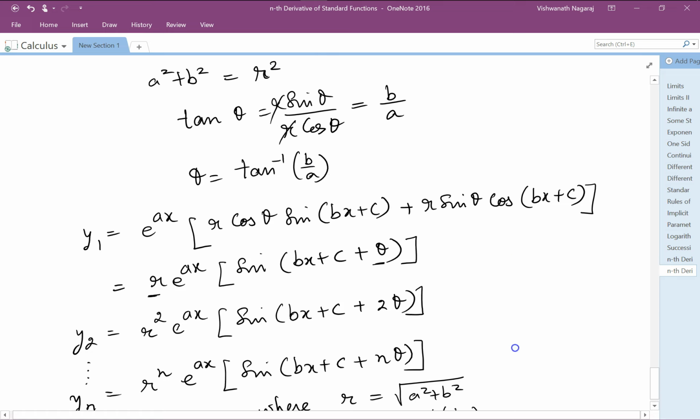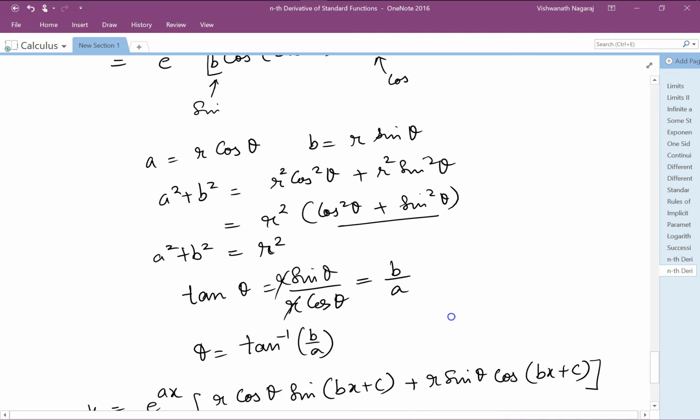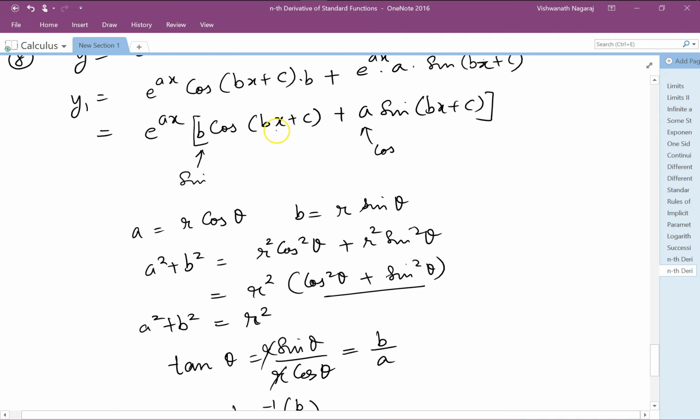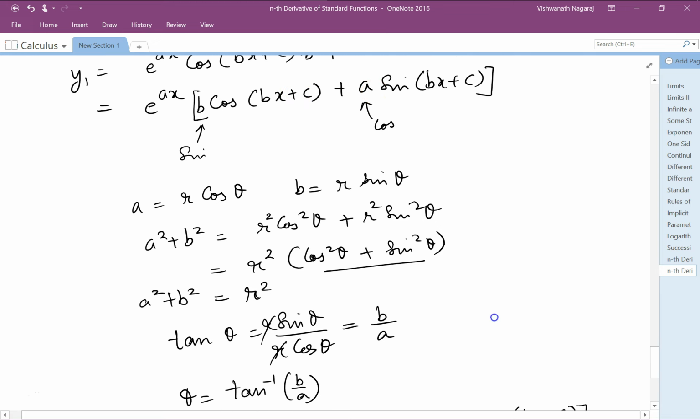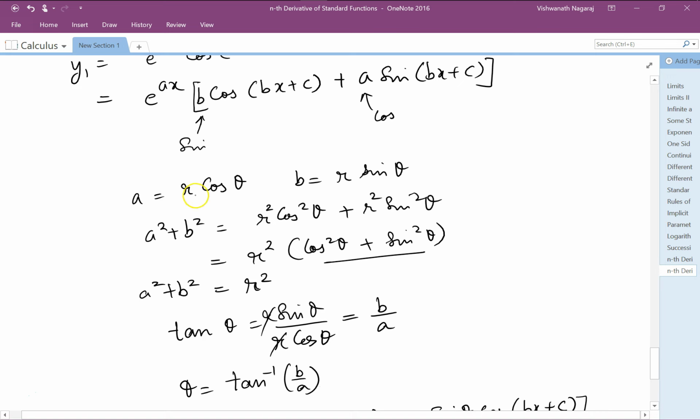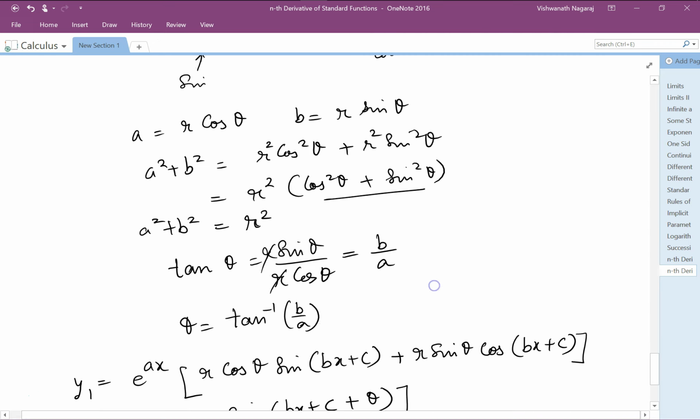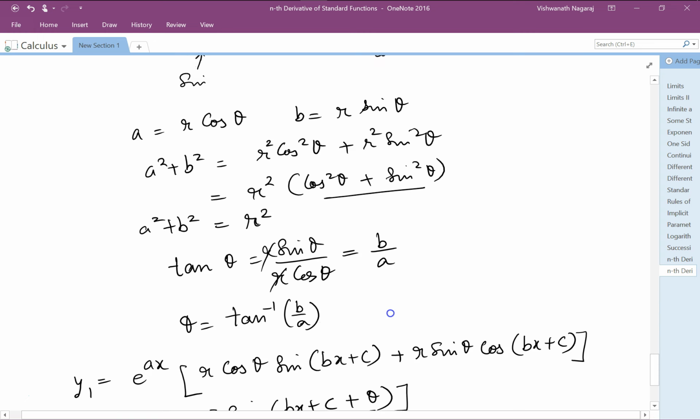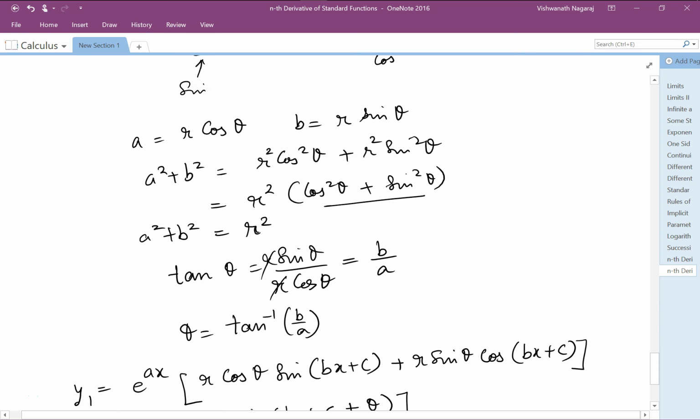So the jump in our thinking has to be at this point. Cos bx plus c, sin bx plus c. Okay, so we need b and a also in terms of sin and cos, so that we can apply trigonometric identity. And then you have to remember a equal to r cos theta, b equal to r sin theta. If you are familiar with unit circle, this will come, because r will be the radius of the circle.